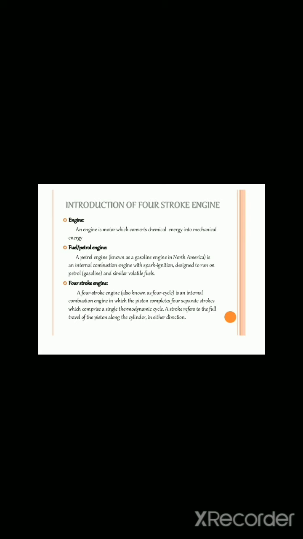A petrol engine, known as the gasoline engine in North America, is an internal combustion engine with spark ignition, designed to run on petrol, that is gasoline, and similar volatile fuels. A four-stroke engine, also known as four-cycle, is an internal combustion engine in which the piston completes four separate strokes which comprise a single thermodynamic cycle. A stroke refers to the full travel of the piston along the cylinder in either direction.